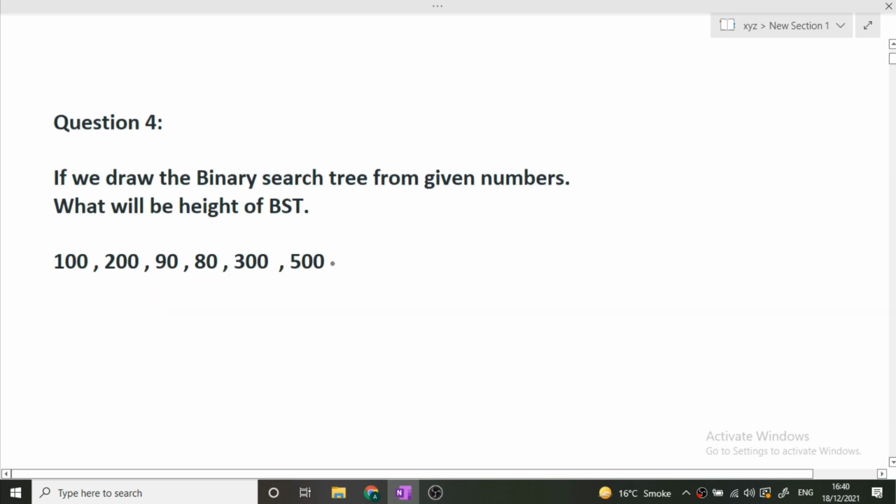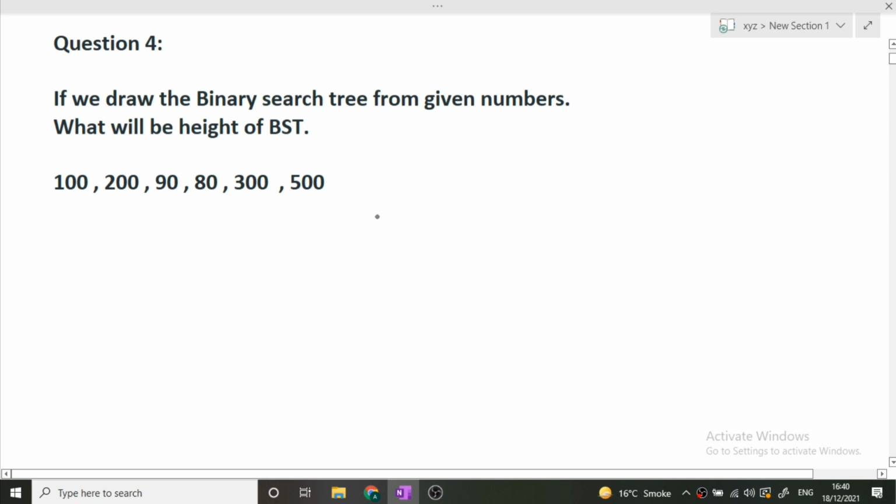Again, it's the same question as we have done in the second, but again it is for your practice, because out of 10 questions, I think 2 questions are of this type only, and 2 questions are of that array type, or that what is the address. So please kindly pause the video and do it side by side, so that you can also understand the concept of this binary search tree. So if we draw the binary search tree from given numbers, what will be the height of the BST? So now let's just start drawing the BST.